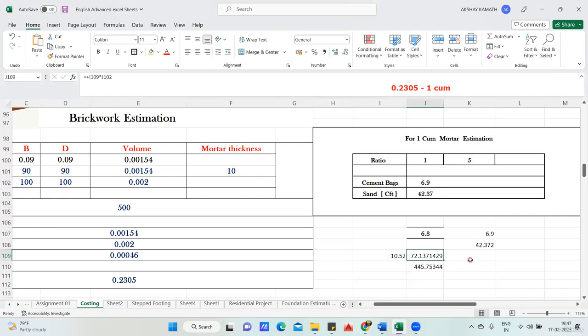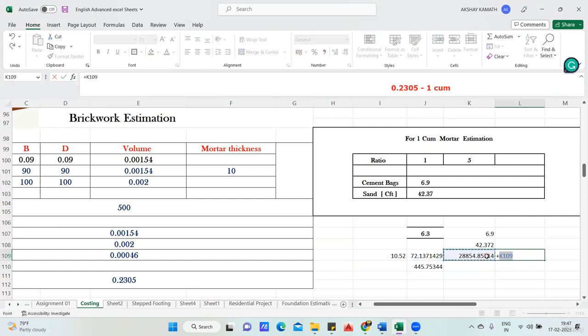Based on that, you can order your material. If you want to find the cost, multiply this by the cost of one cement bag, which is 400 rupees. This is the total cost required for cement. If you want it in dollars, you divide this by 80. Finish. So it will cost you $360 to procure 72 bags of cement. Similarly, you can do all the estimation.